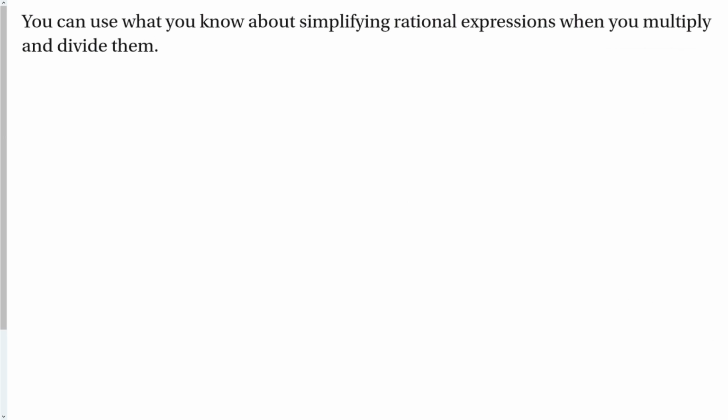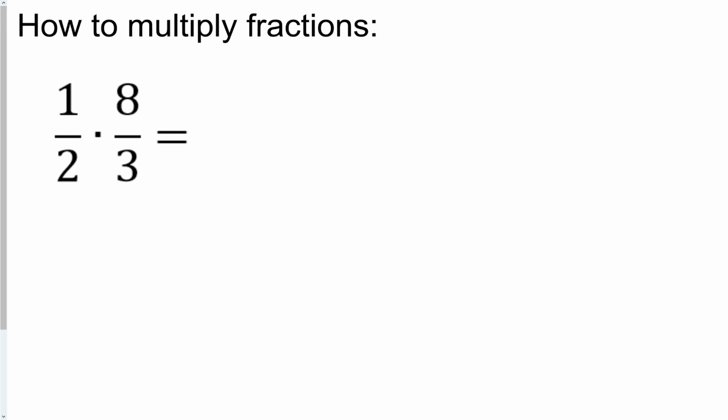Okay? We can use what we know about simplifying rational expressions when you multiply or divide them. So before we do that, just take a quick second to remember how to multiply fractions. First you're going to multiply across the top and multiply across the bottom. So you could multiply across the top and get 8, multiply across the bottom and get 6, and then factor out a 2 from both of them and get 4 over 3.